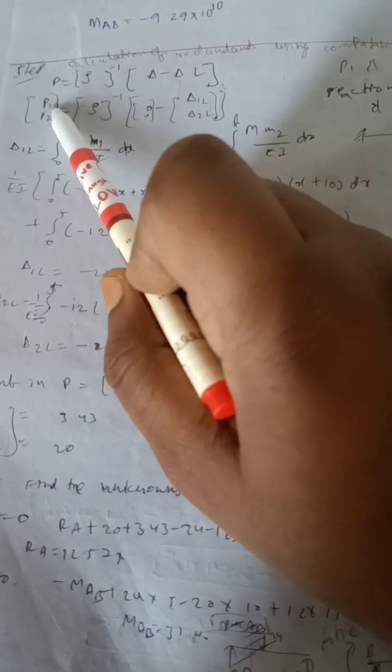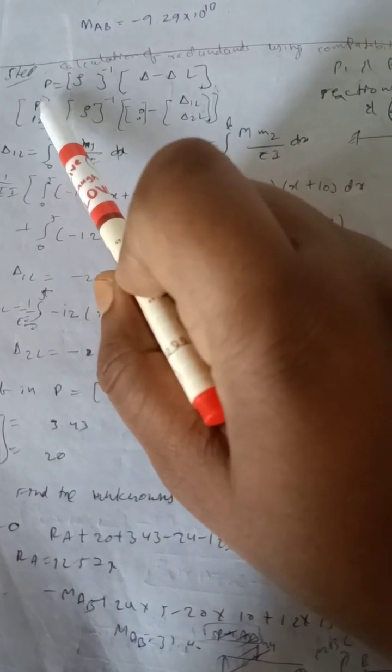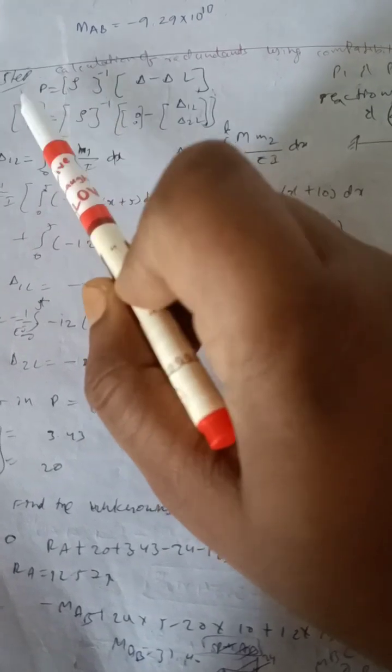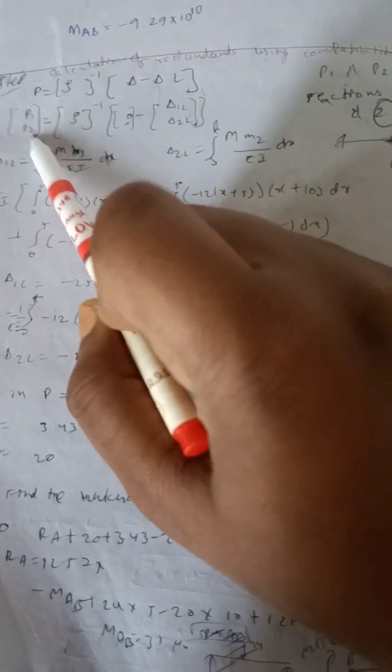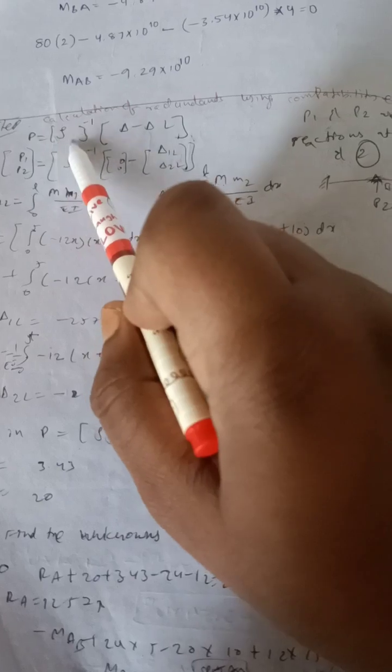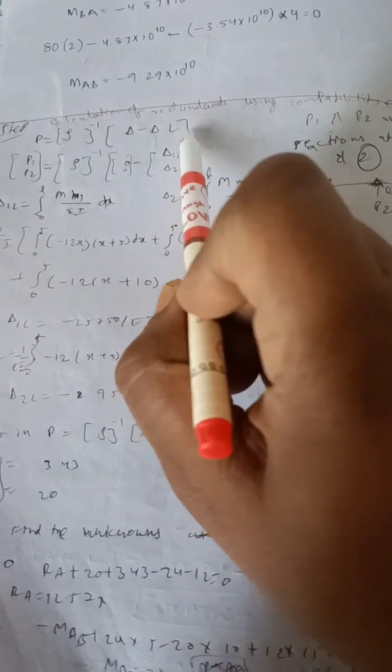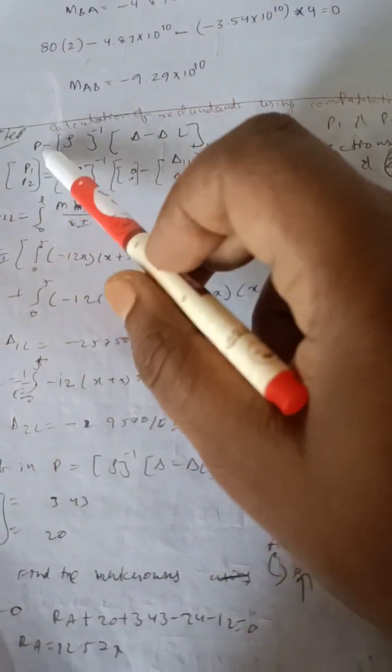That means at the first coordinate, what is the redundant? RC, and this is RB. So RC, RB we will find here. So the equation is P equal to delta inverse times (delta minus delta L). That means here P is a redundant matrix.